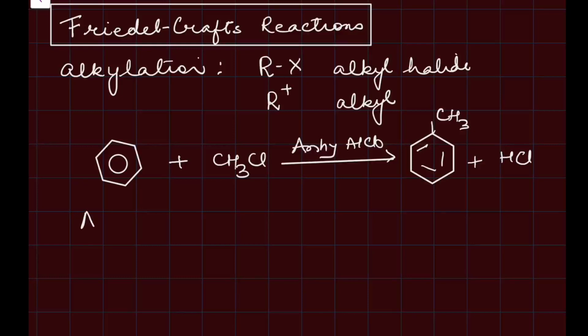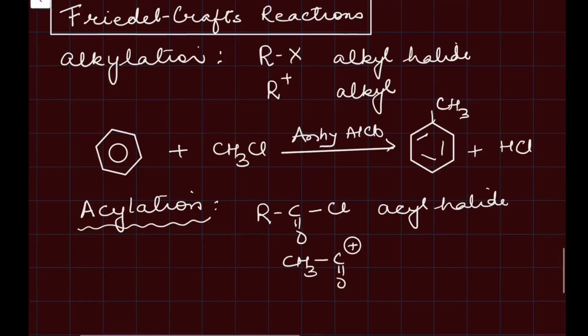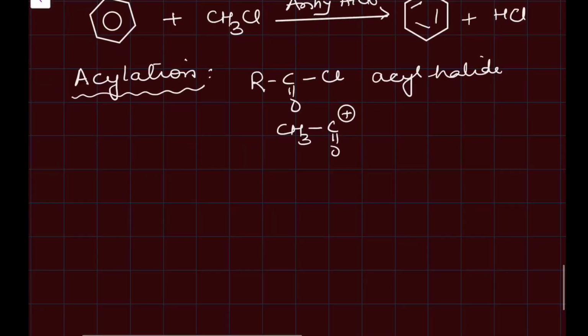Let us do acylation. In acylation, we use an acyl group. So we will have RCOCl, that is, an acyl halide, and the electrophile will be the acyl group. This is acetyl, just taken as a particular example. You can have CH3CH2CO, any group you can have.